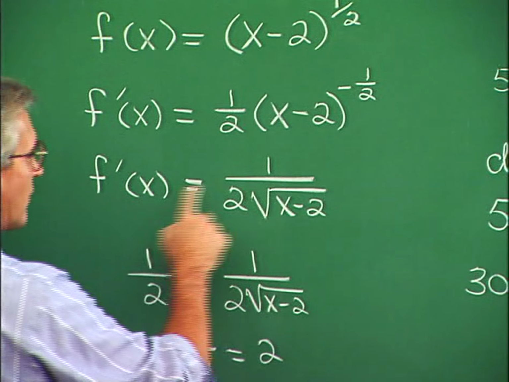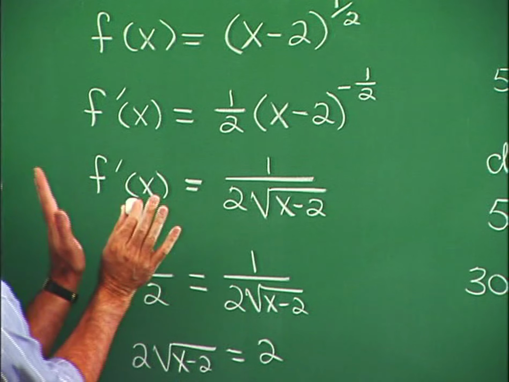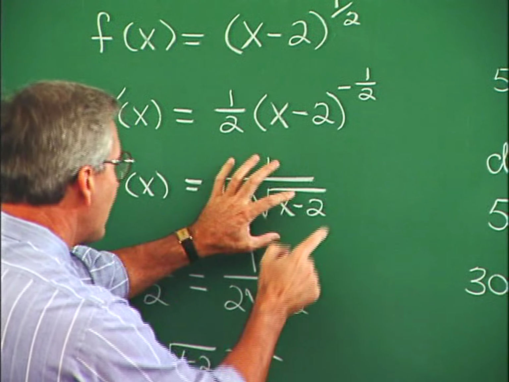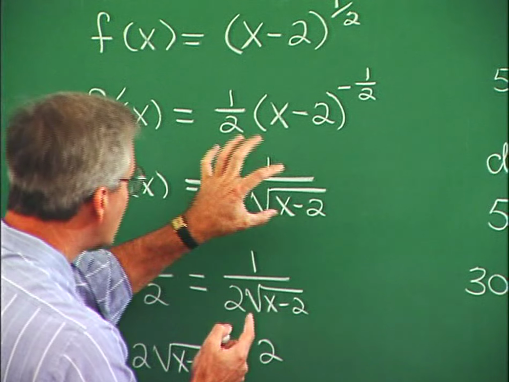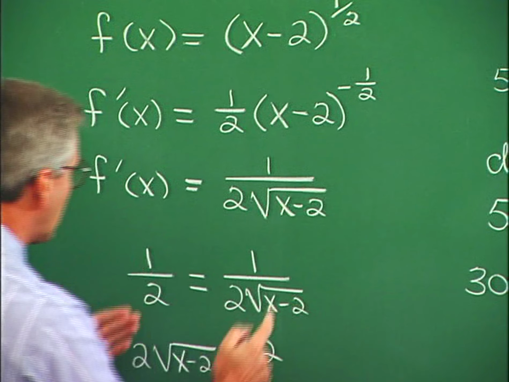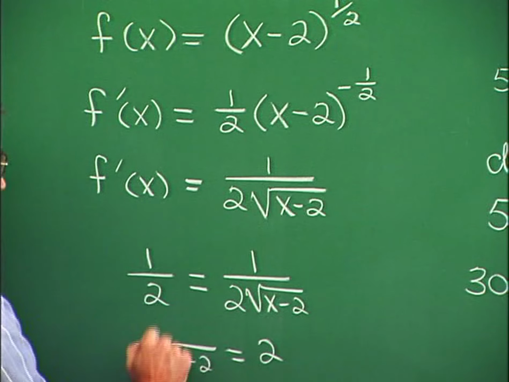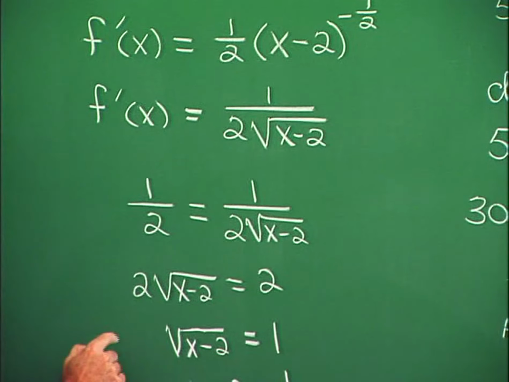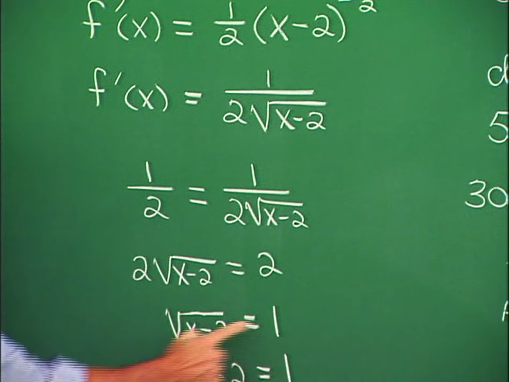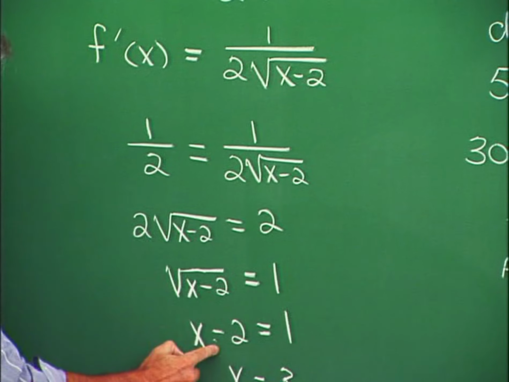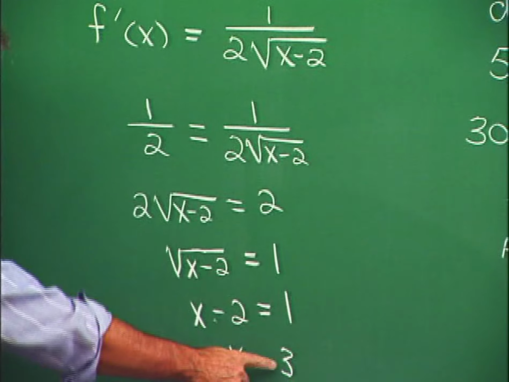Now we'd like f prime of some value, or this derivative, to be equal to 1/2. So we set it equal to 1/2 and solve for x. We say 1/2 is equal to this, and now solve for x. Cross multiplying, we get this. Dividing on both sides by 2, we get this. The 2's just go out. Squaring on both sides, we get x minus 2 equals 1, or x equals 3.